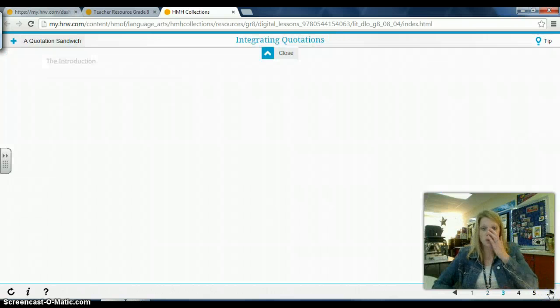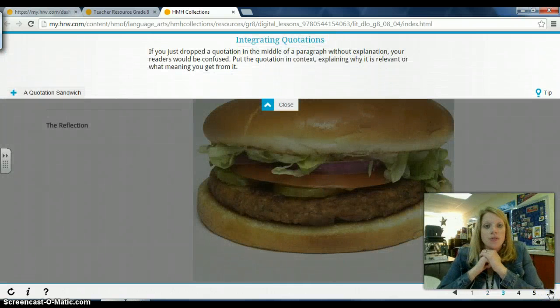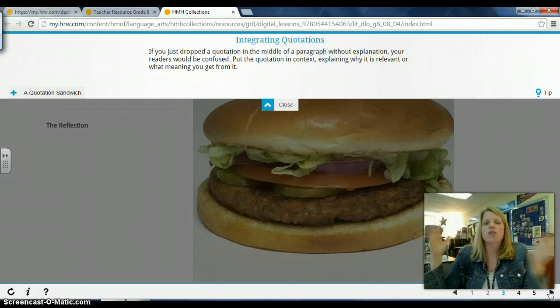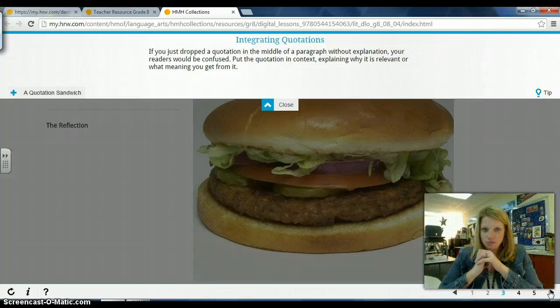Okay, moving forward. Integrating quotes is slide number 3. We've been doing this, but I feel like we really need a lesson on it. So integrating quotes is the idea that, like I've told you, if you just drop your quote into the middle of a paragraph with no context, no explanation, your reader's not going to have any idea what you're talking about. So you have to put your quote in context, explain why it's important and what we're getting from it. You know, kind of like, why are you using that quote?